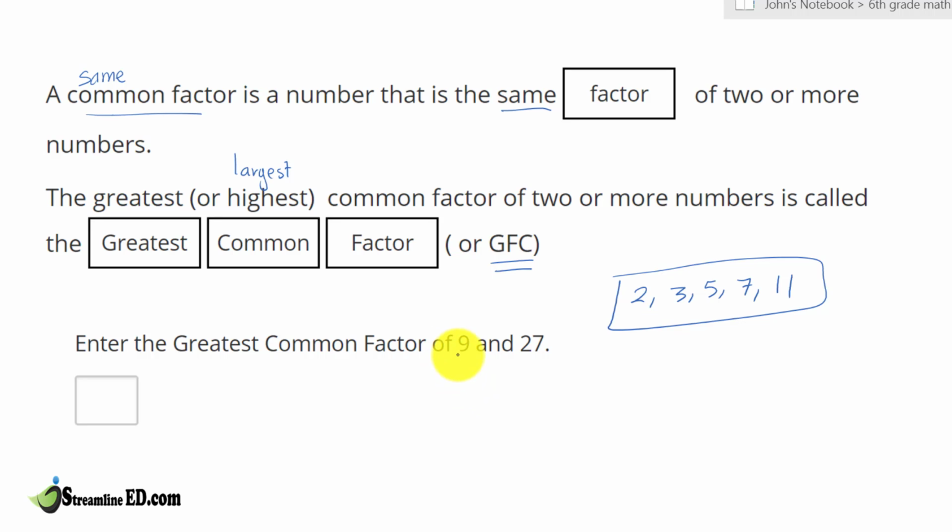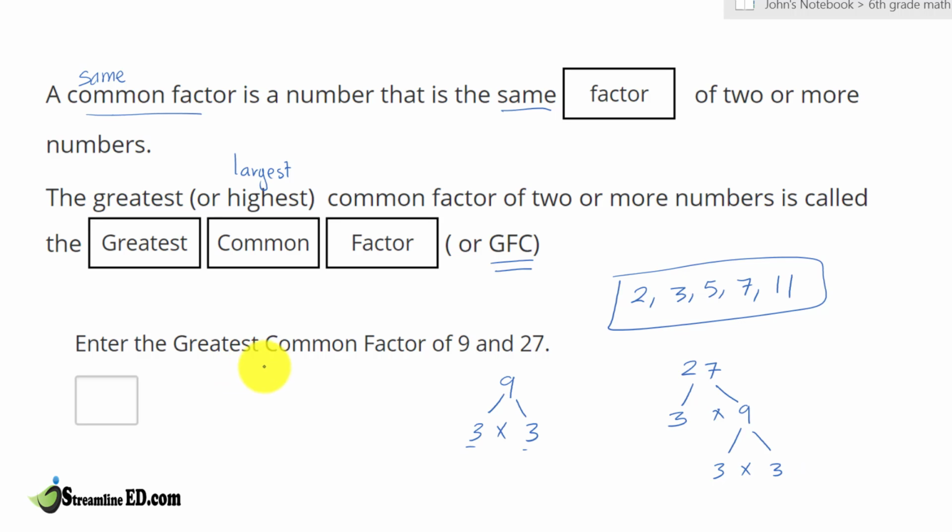So let's do the prime factorization for 9. Well, 9, we know that 3 times 3 is equal to 9. That's pretty easy. 3 and 3 are prime numbers. Let's look at 27. We know right away 27 is 3 times 9, and 3 is a prime number. Let's look at 9, and we just did 9: 3 times 3. And look at this. What do we have here?